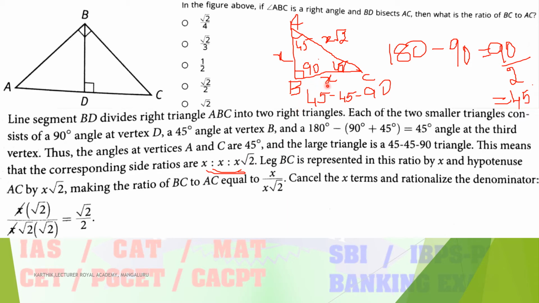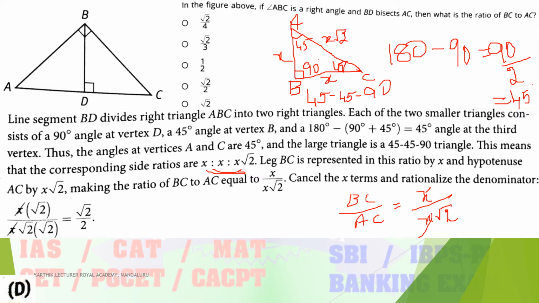So which one do you have to find out? BC divided by AC. BC is which one? BC is x. So from this relation, BC divided by AC. BC is x. AC is x square root of 2. So x cancels. So option D is the correct one.